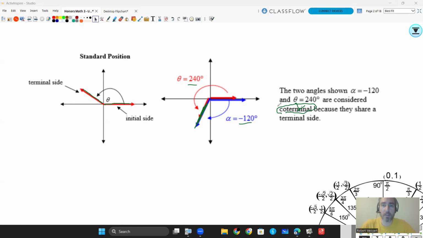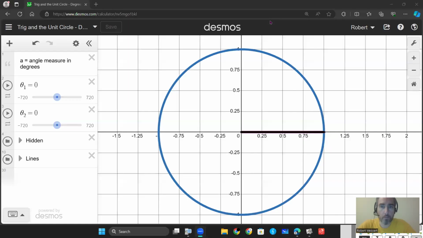To better understand what that looks like, let me give you a visual here on Desmos. All right, here's a graph of the unit circle. You'll notice that I have two angles marked over here, theta 1 and theta 2, both starting at 0 degrees. Now, if I move one angle, let's say 60 degrees, then its terminal side is going to be this red line right here. The initial side is the black line. If I move the other angle, theta 2, in a negative direction, you'll see that eventually I can get it to match up and overlap the 60 degrees. Notice that these two angles are ending on the same spot. They are fully 360 degrees apart. So those two angles would be considered coterminal.